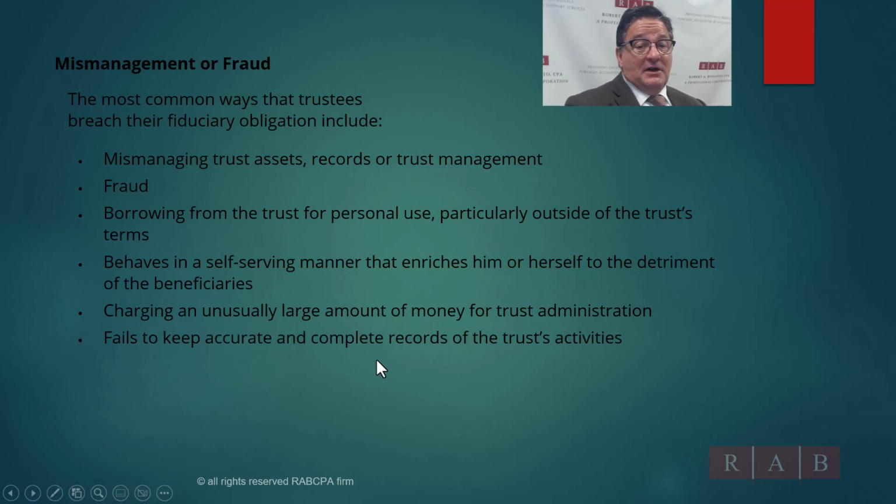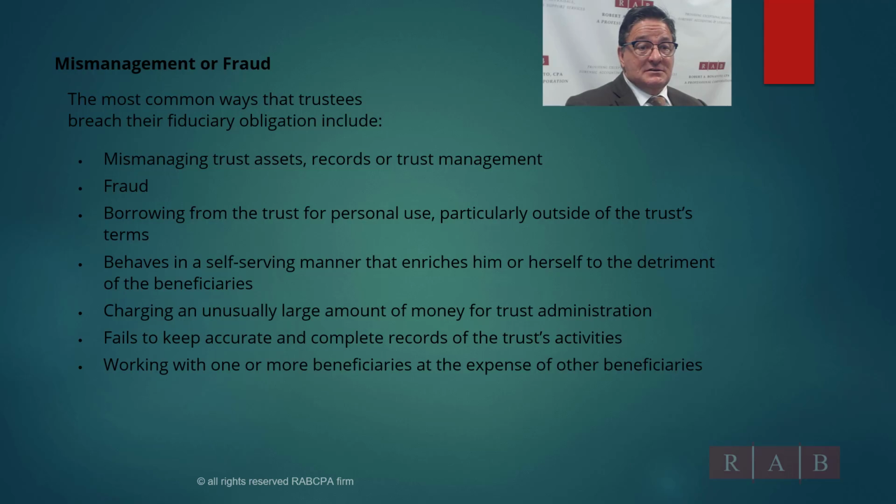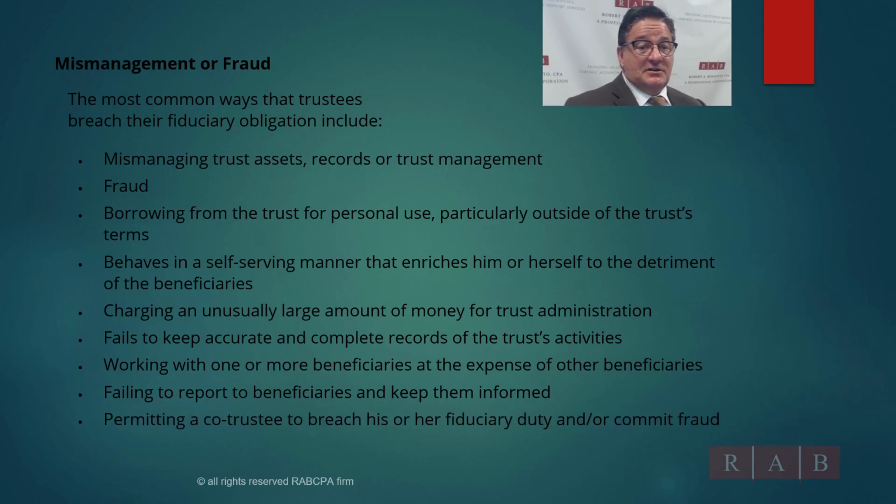You fail to keep accurate records. Big problem. Again, it's record keeping. Simple, right? Anything you do, you need to have documentation. Working with one or more beneficiaries: you need to keep communication open with all the beneficiaries. Okay, don't have favorites. Don't do things for people because it's going to come back in the end. Failing to report to beneficiaries and keep them informed, right? Again, interpersonal relationships are key.